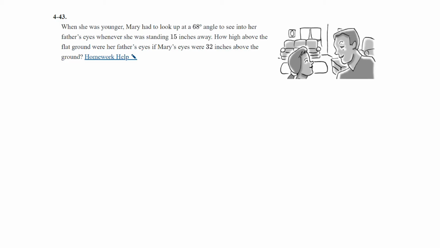Question 43. When she was younger, Mary had to look up at a 68-degree angle to see her father's eyes whenever she was standing 15 inches away. How high above the flat ground were her father's eyes if Mary's eyes were 32 inches above the ground?